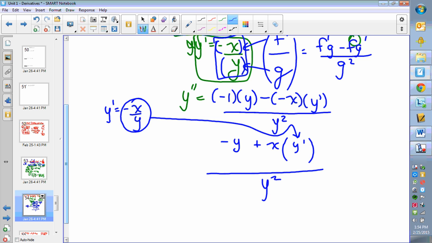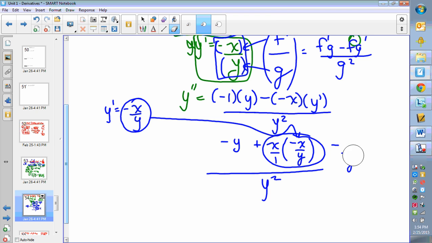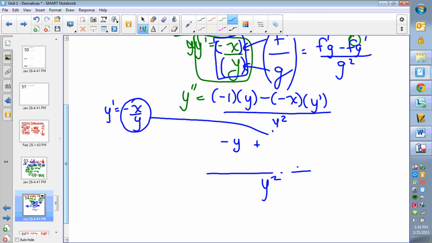So if I do that, I'm going to erase the y prime and put in negative x over y. Now I've got x over 1 times negative x over y. So this guy here becomes negative x squared over y. I'll give you a second to see it, because now I'm about to erase it and rewrite it. So negative x squared over y goes right in here. So now I have that term.